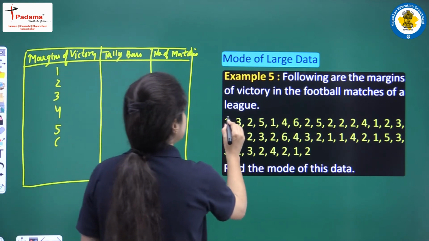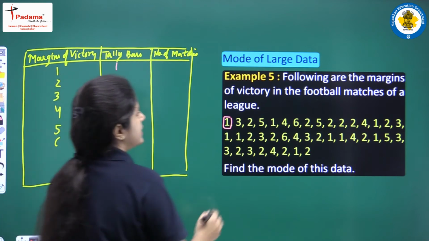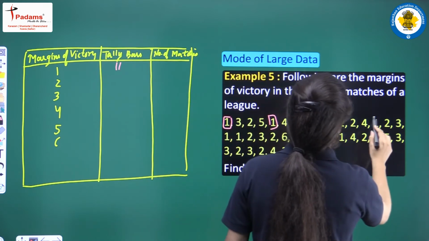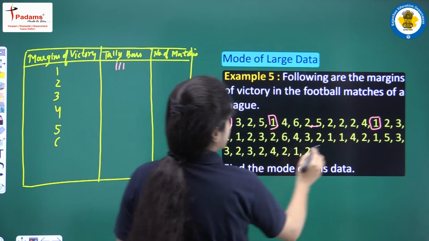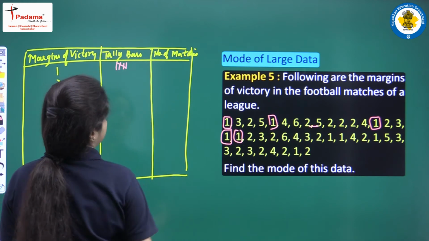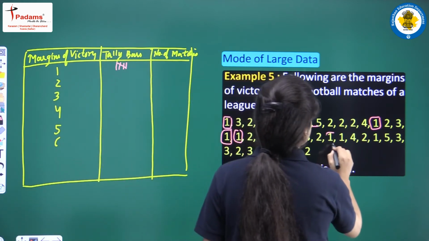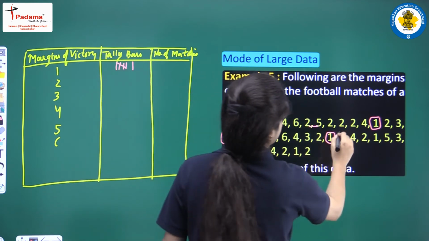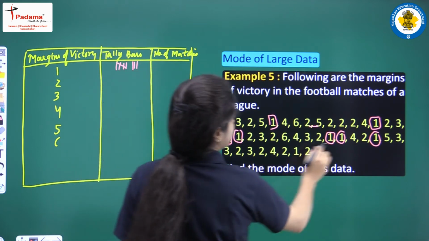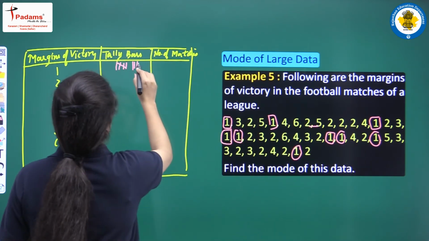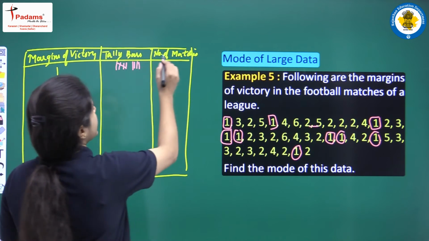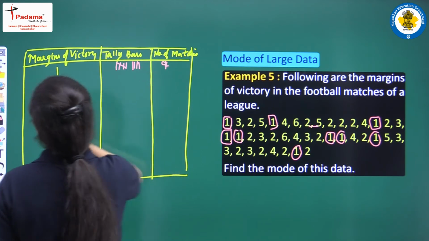So students, 1 is coming 1 time, then 1 coming twice, then 1 time, and after this also. This is 5, tally is complete here. Now students, 1, 1, 1 again, and this one. So 1, 2, 3, 4, 5, 1, 2, 3, 4. So the number of matches is 9. Alright students, what is the number of matches?